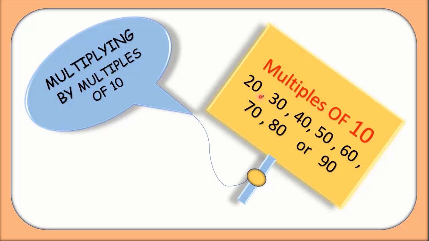जैसा कि यहाँ देखें, ये तमाम numbers 20, 30, 40, 50, 60, 70, 80 और 90 ये तमाम numbers 10 से divide होते हैं और इनका remainder 0 आता है. So these numbers are multiples of 10. So let's see how to multiply any number by the multiples of 10.